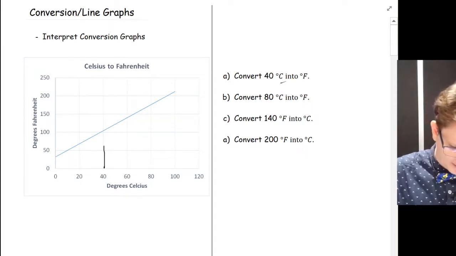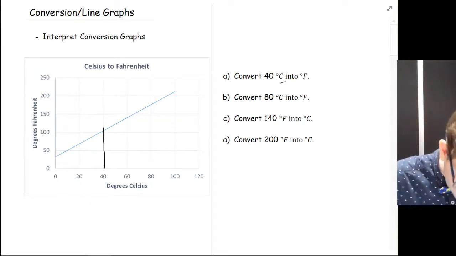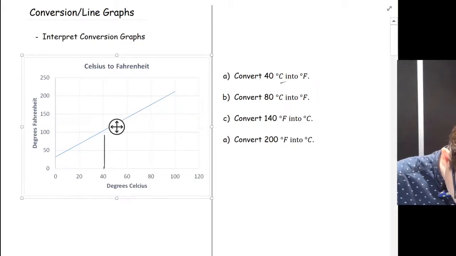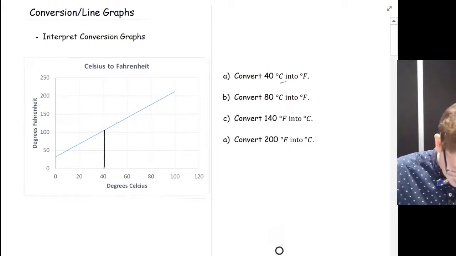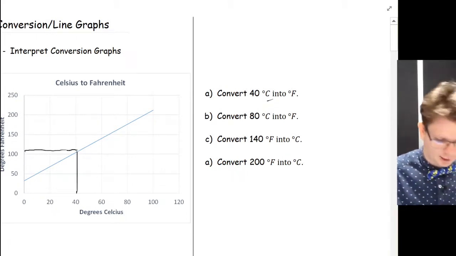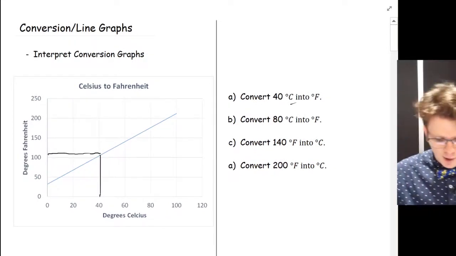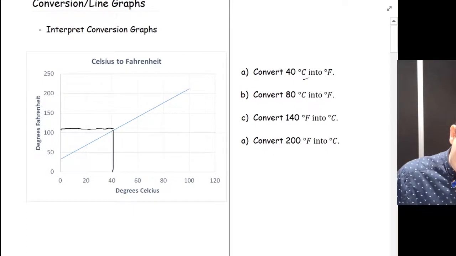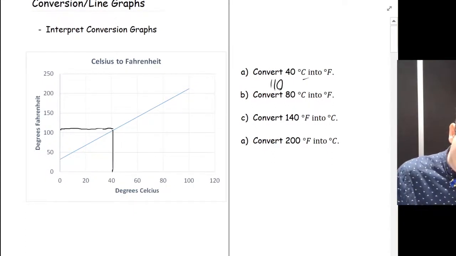So let's go up, up, up, up, up, up, up, up, up. I've gone up a little bit too far. Let me try that again. Okay, and now I'm going to move across. Have a look across. Okay. So I'm going to say that 40 degrees in Celsius is 110 degrees Fahrenheit.